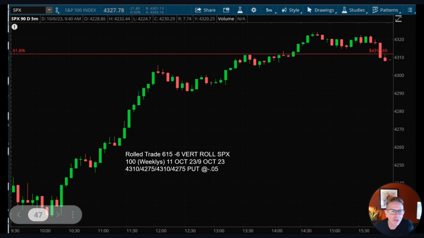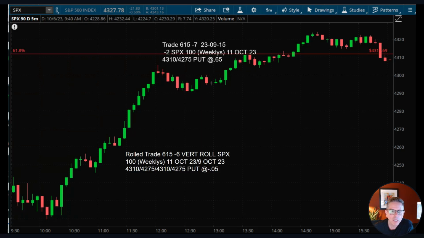Okay, so we rolled this trade again, and this is the 6th time we rolled it. And you can see the position's getting wider and wider, right? So here we had a debit of 5 cents, and then we basically put on this put spread again for 65 cents when it was widened. So now we're back down to 3.1.